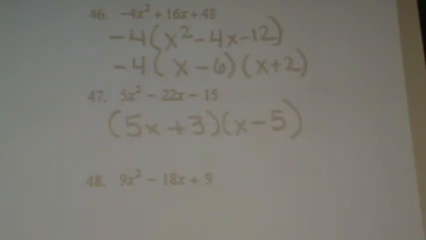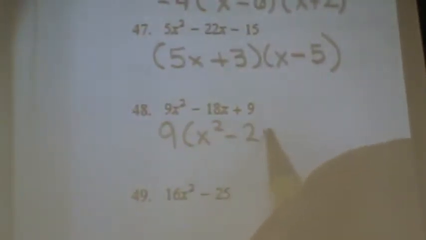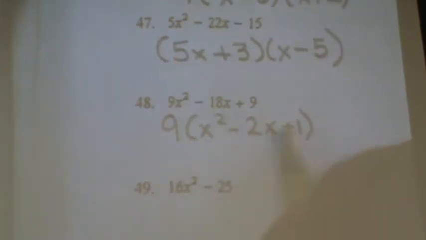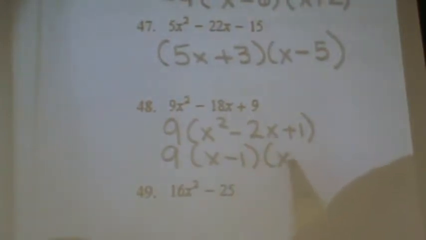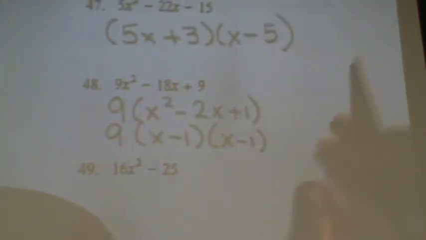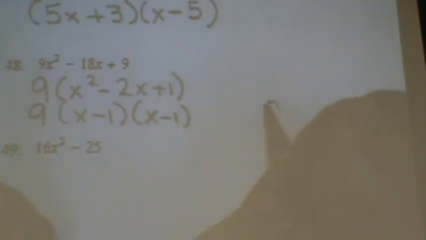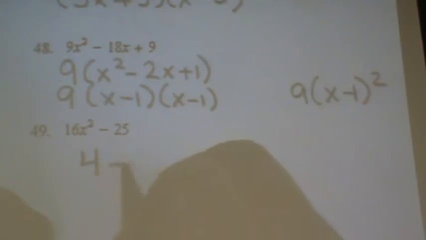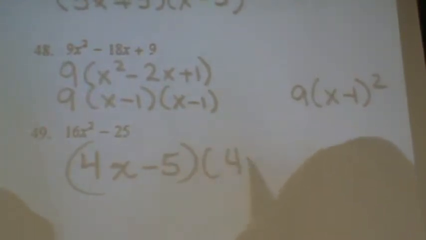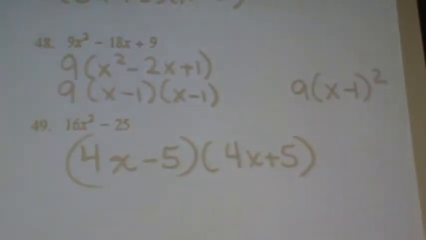48, is there something we can take out on 49? And now this is a perfect square trinomial, or you can write x minus 1 squared. It'd be 9 times x minus 1 squared. And the last one is the difference of two perfect squares. That's easy. Those are gimmies.